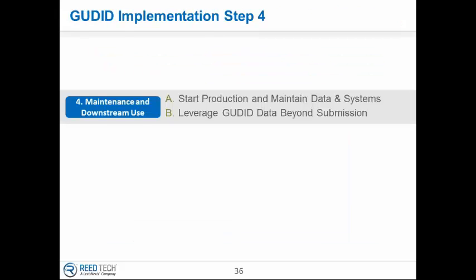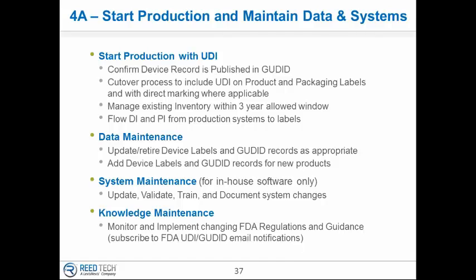So step 4 is, now we've actually started production, but maintaining the systems and start thinking about leveraging the GUDID data beyond your submission. Start production with UDI, confirming your device records are published in GUDID, as was shown in the previous slide. Cutover process to include UDI on product and package labels, and with direct marking where applicable. You're going to have to manage any existing inventory within a 3-year allowed window, and flow your device identifier and product identifier from production systems to labels.